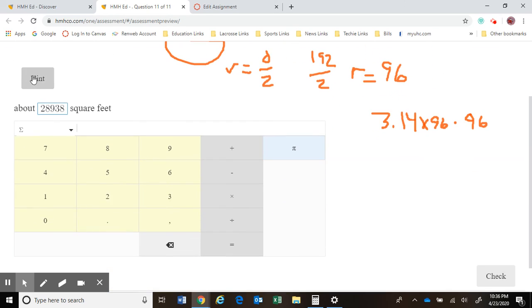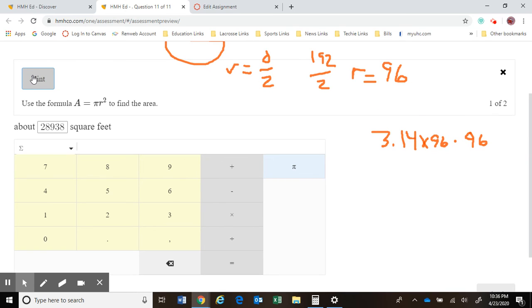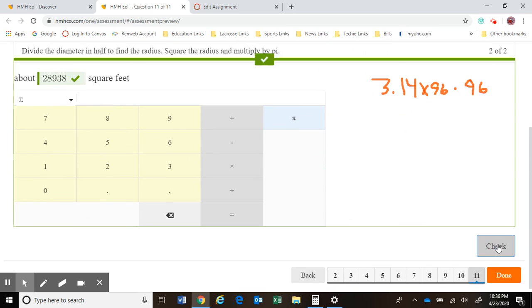28,938. Yeah, you can see the hints if you need to. Use the formula. There you go. All right, check it, and we're good.